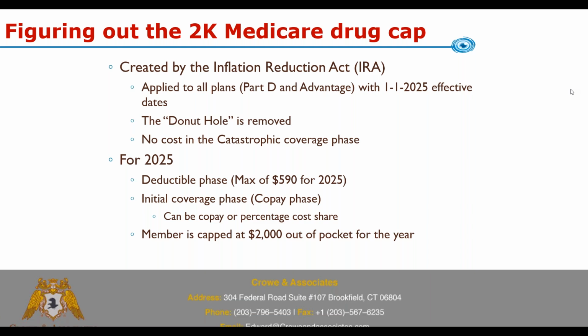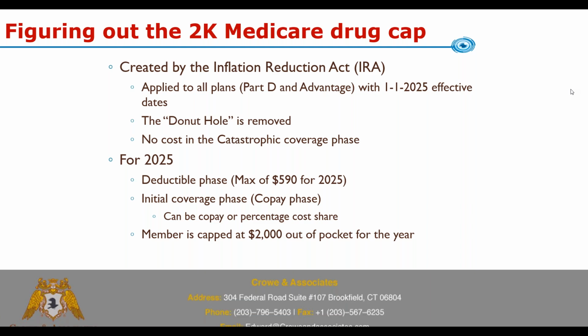After the deductible phase, you go into the initial coverage phase, or copay phase as we like to call it. In that phase, the client can pay copays, or it could be a percentage cost share as well, up to 25%, which is the actuarial equivalent of that cost share. The actual percentage that they pay towards the drug can be more than that, but you'll have to look at the plans to see the tiering. It either could be a copay or it could be a co-insurance.